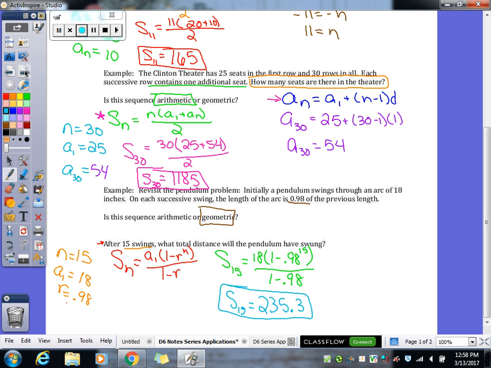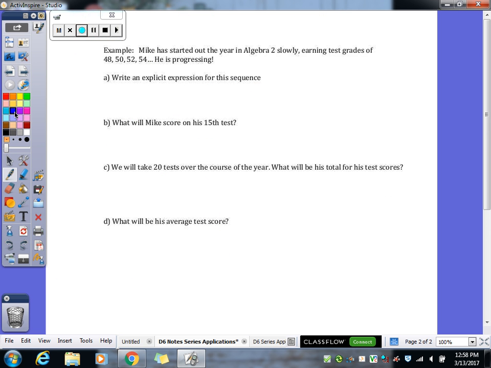All right, let's take a look at our last question on the back. So we have Mike, who has started out the year in Algebra 2 slowly, earning test grades of 48, 50, 52, 54, but he is progressing. So they want us to write an explicit expression for this sequence. So we got to figure out, are we dealing with an arithmetic or a geometric sequence?